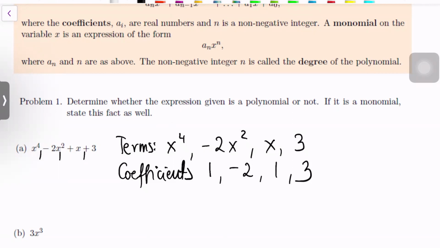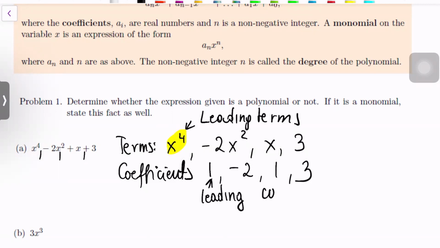But the most important term is the leading term, the one with the highest power of x. That leading term has a leading coefficient. So that's a leading coefficient, the coefficient in the leading term. And the power is your degree. So the highest power of x is your degree. So the degree is 4.